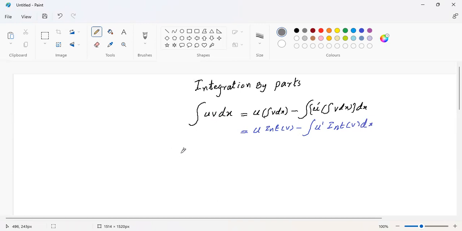Say, type number 1 of the question. If u and v are the product of an exponential function and the other function is a trigonometric function, say it is b. This is the first type.